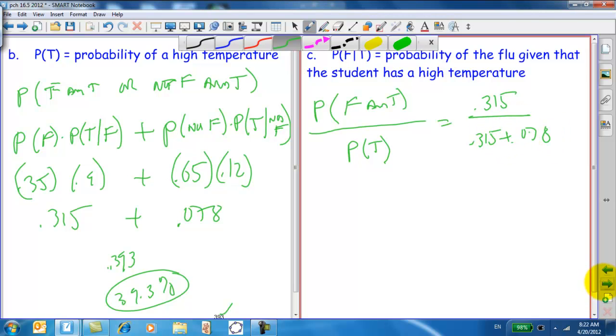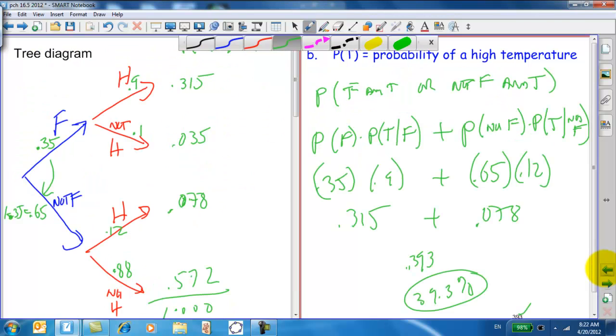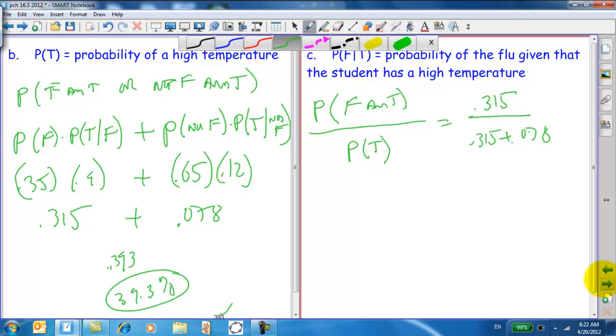So it's conditional probability. We're looking at these kids, the ones with high temperatures, and that becomes our new sample space. So that's why we've got 0.315 over 0.393 underneath. And the new event space is, amongst those kids, how many of them have the flu. So we get 0.315 over 0.393, and 0.315 divided by 0.393 works out to be about 0.802.